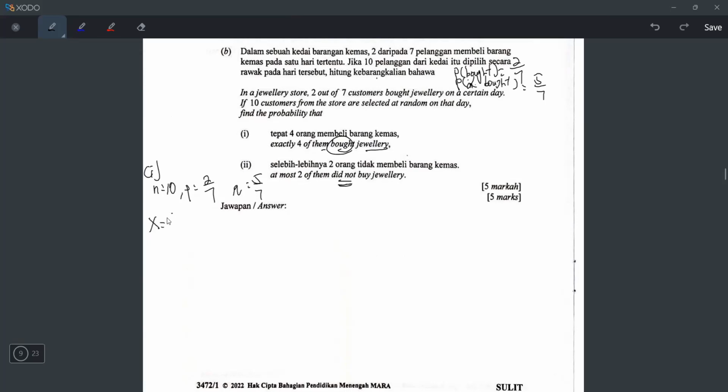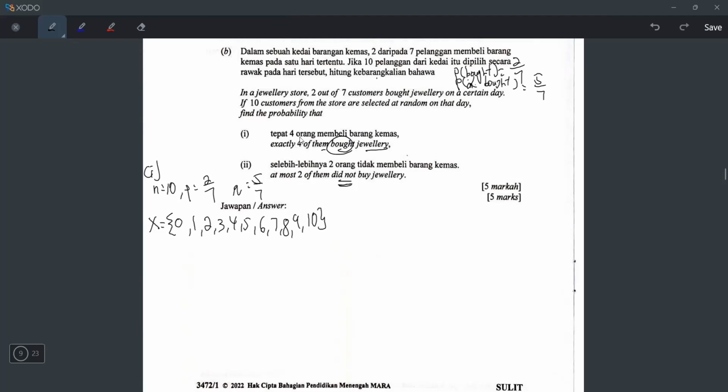So what are all the possible values of X? Maybe out of the 10 customers, not a single one is a success, means not a single one bought. Or maybe out of the 10, one bought, or maybe 2 or 3 or 4, 5, 6, 7, 8, 9, 10. What does it mean by 10 here? Means that 10 customers came in, and all 10 customers bought jewelry.